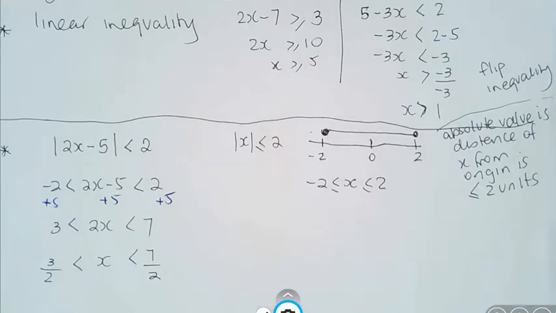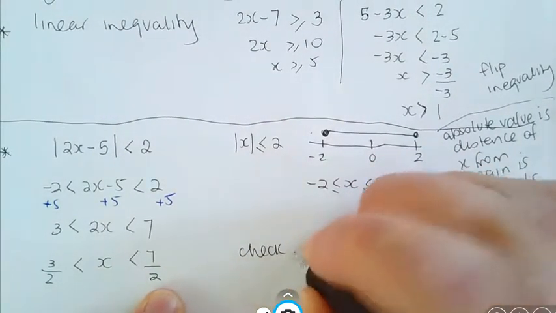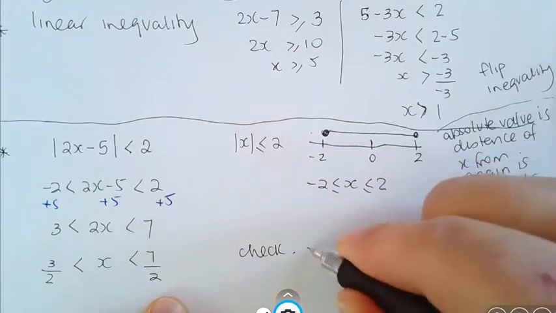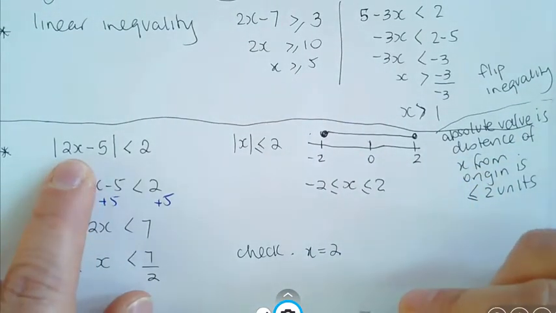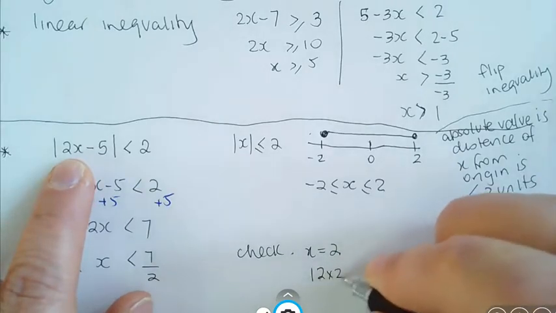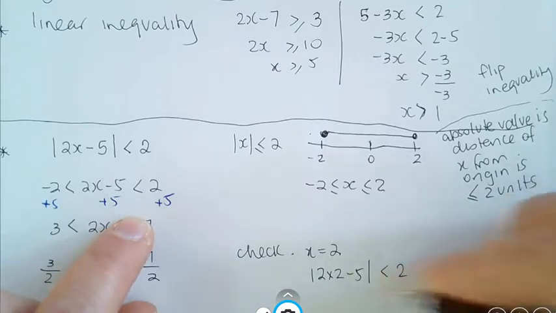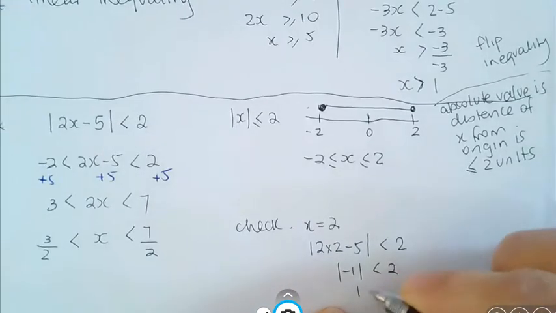All good? You can check it. So let's check. Give me a value between 1.5 and 3.5. It can be a whole number. You can do 2 or 3. X is 2. So when you put x is 2 in here, 2 times 2 minus 5. What do you get? I'll just put it in, and 4 minus 5, that's negative 1. Absolute value of negative 1 is 1.